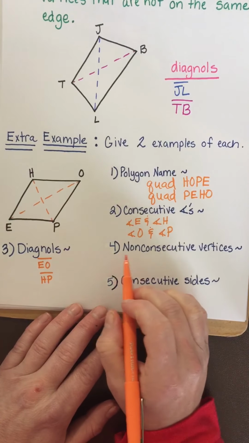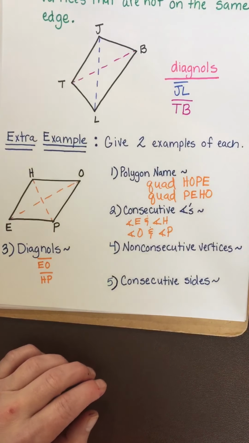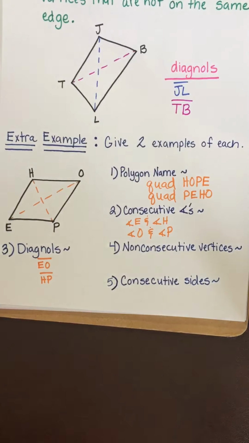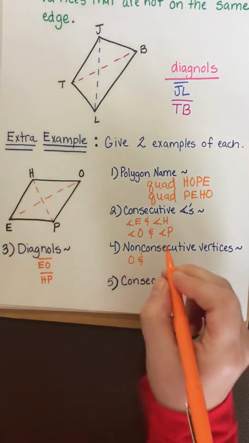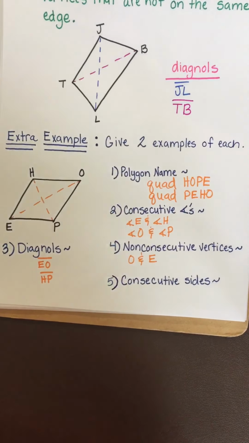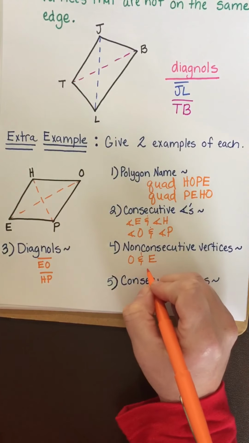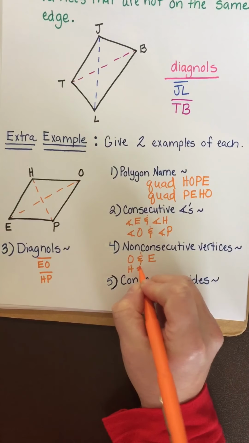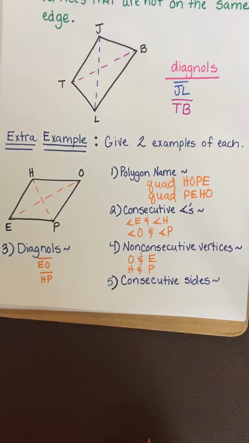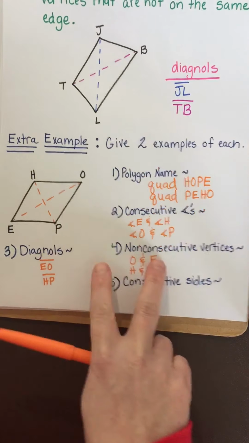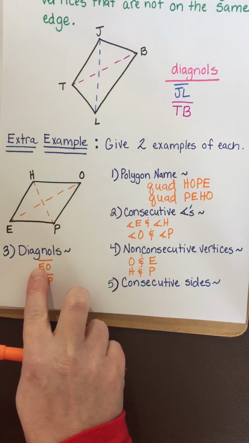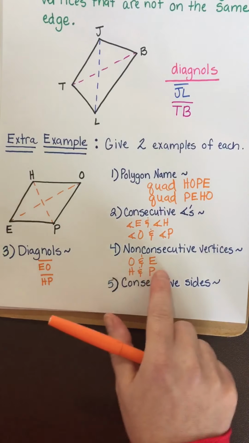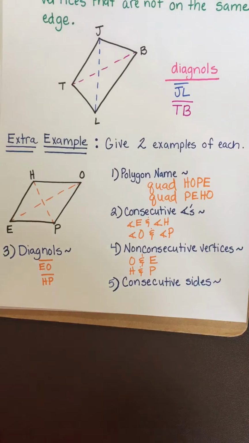The fourth one, non-consecutive vertices. So two of the vertices that are not in a row. So we could say O and E. Or we could say P and H or H and P. Do you notice any kind of relationship between these last two? The diagonals go to the vertices that are non-consecutive.